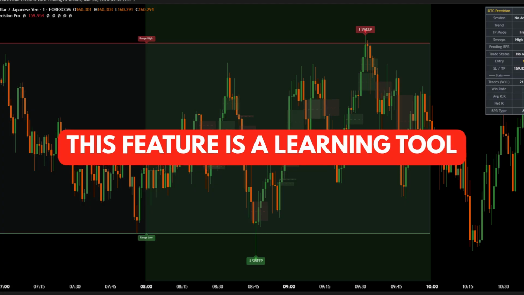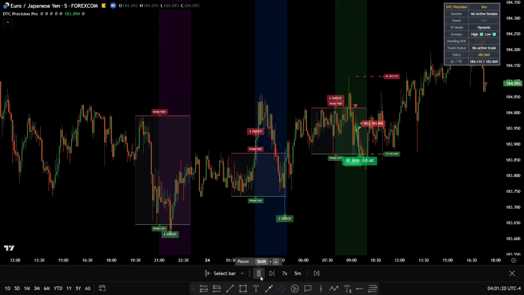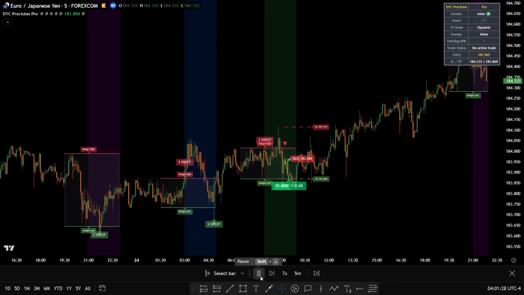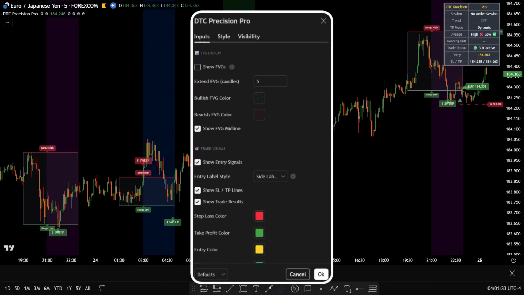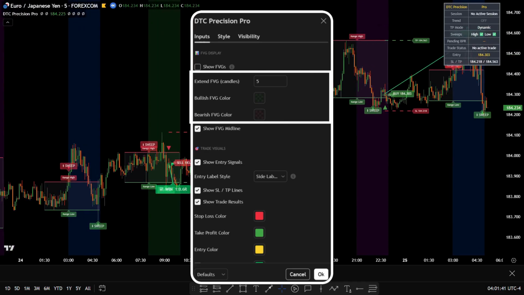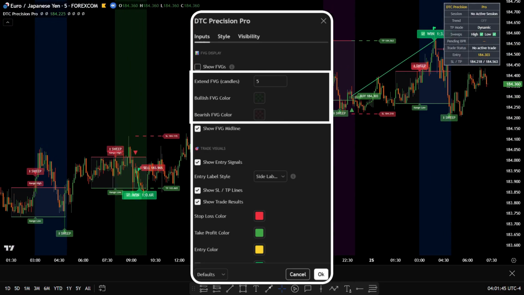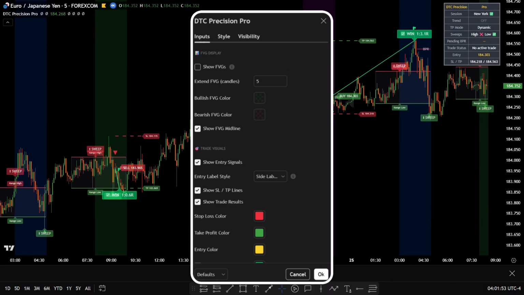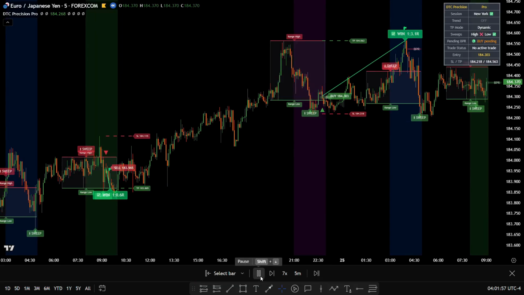This feature is a learning tool. It helps you visually see the two FVGs that overlap to form the BPR. Once you understand how BPRs form, you might want to turn this off to keep the chart clean. But when you're first learning the model, it's extremely helpful. You can customize the colors and how many candles each FVG box extends forward. All FVG boxes are cleared at each session start, so the chart doesn't get cluttered.